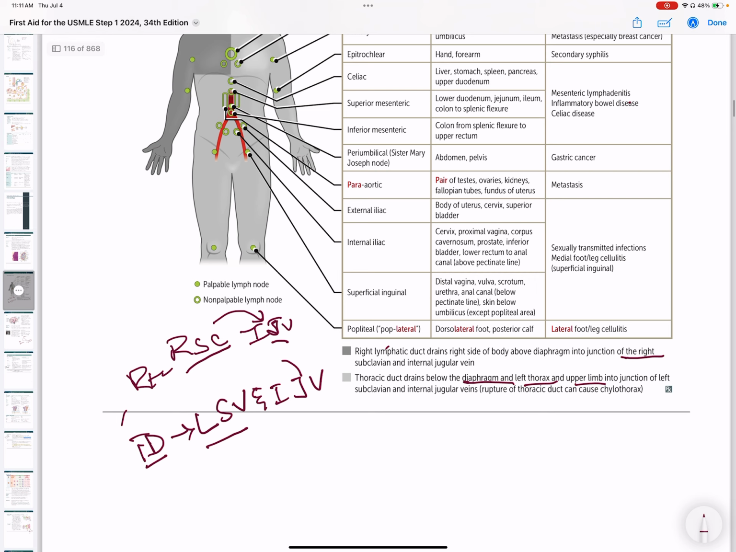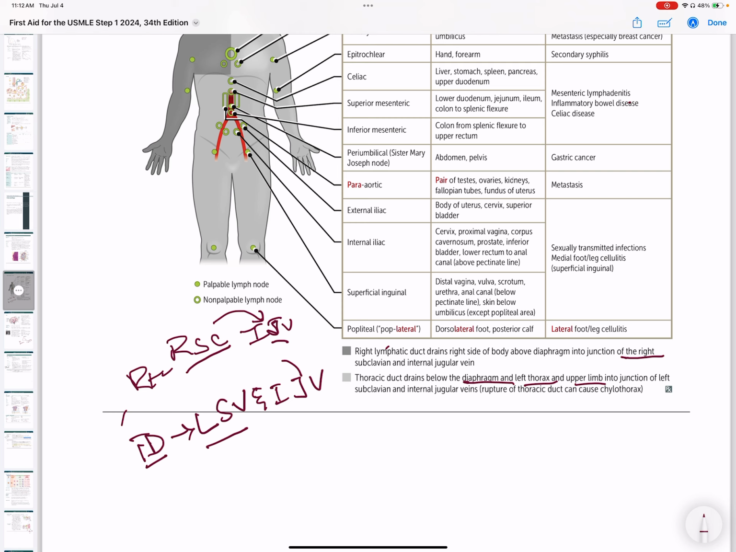Next, we have the periumbilical system, maybe Sister Mary Joseph node: abdomen and pelvis in gastric cancer. Then we have para-aortic, which is the testes, and then ovaries, kidneys, fallopian tubes, fundus of uterus. So any metastasis over there, that's the para-aortic. Next we have external iliac: body of the uterus, cervix, superior bladder. Internal iliac is the cervix, proximal vagina, corpus cavernosum, prostate, inferior bladder, lower rectum to anal canal above the pectinate line.